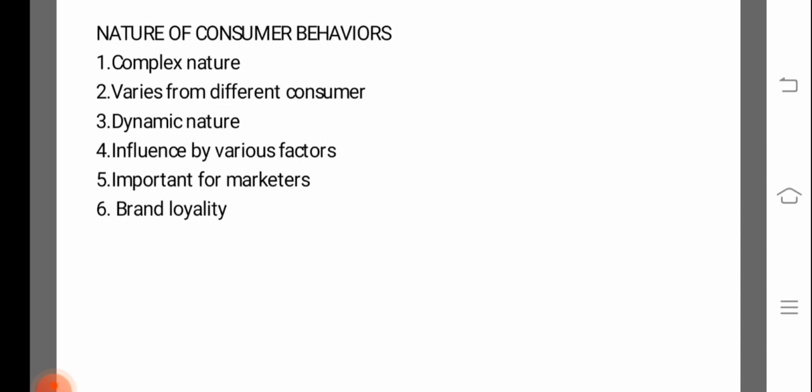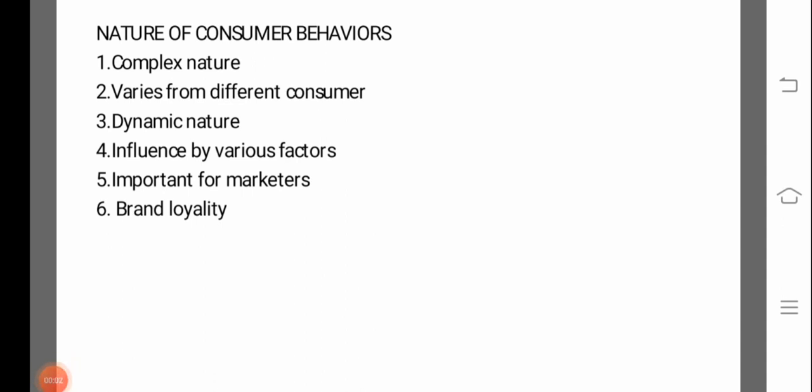Yeah, another nature of consumer behavior is that it is influenced by various factors. Yes, of course. Consumer behavior is always influenced by various factors. Various external and internal factors affect consumer behavior daily. Consumer behaviors are influenced by factors like family, friends, cultures, lifestyle, etc.